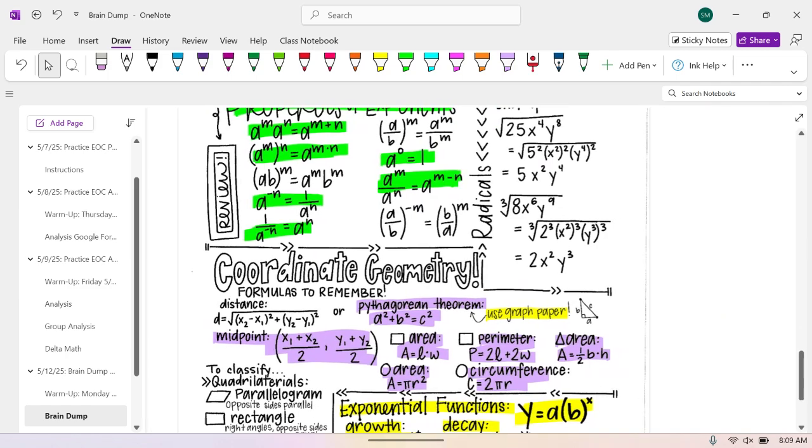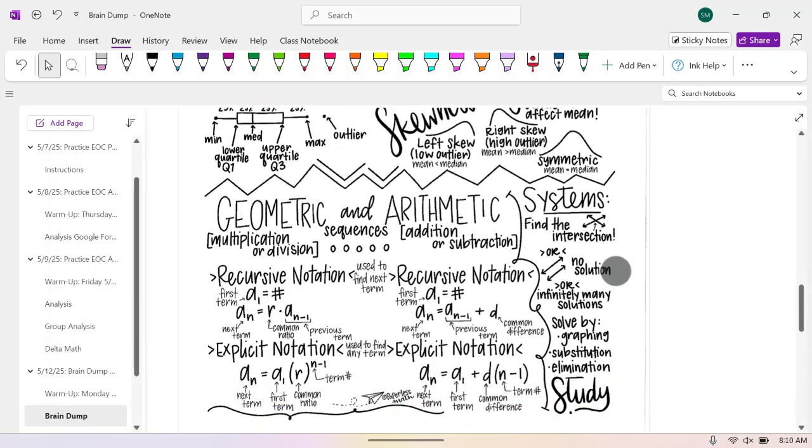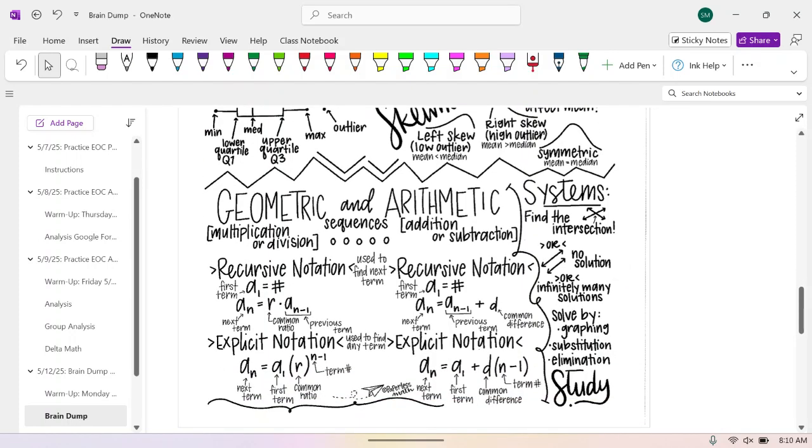You're also going to definitely want to know anything dealing with systems. So, whether you find the intersection, parallel for no solution, infinite solutions, and the different ways you can solve by graphing, substitution, elimination.